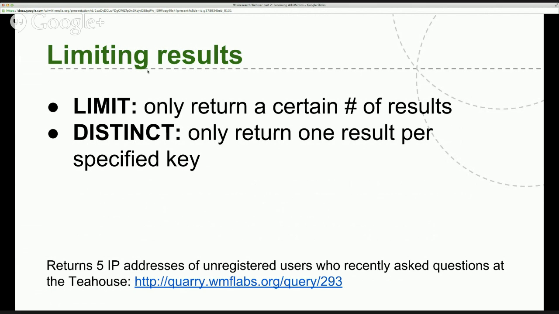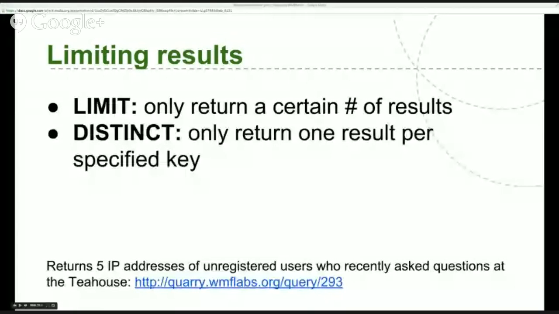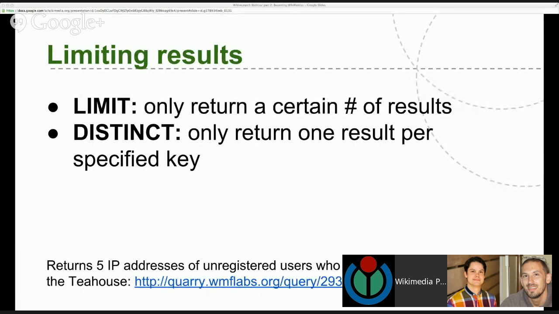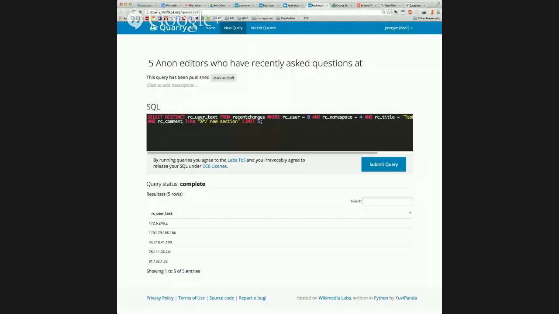And then you can use distinct. If you know that there are going to be duplicate results in what you get, this says only give me the ones that are unique. And query 293 gives us an example of that. So in this query, what I'm asking for is the IP addresses of 5 editors who've recently asked questions at the Teahouse.